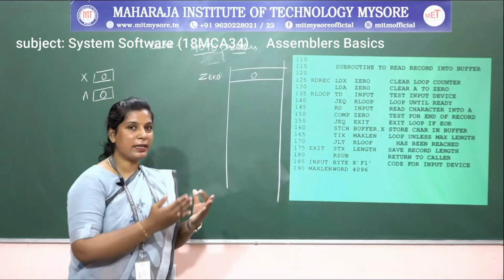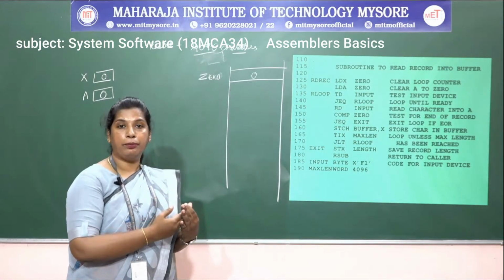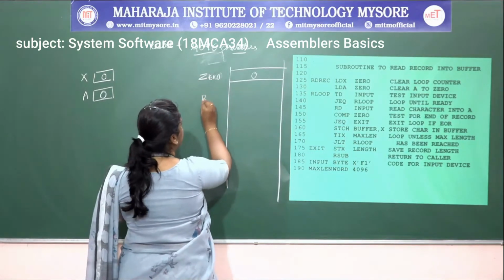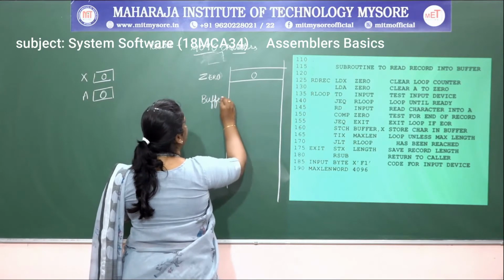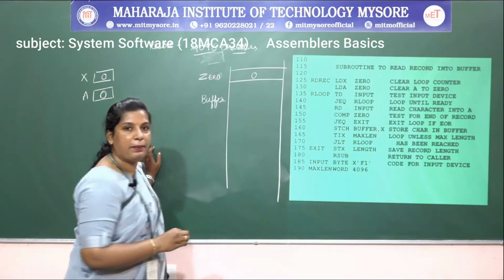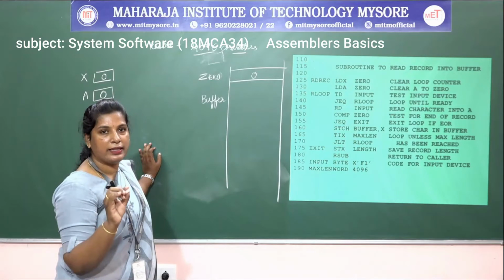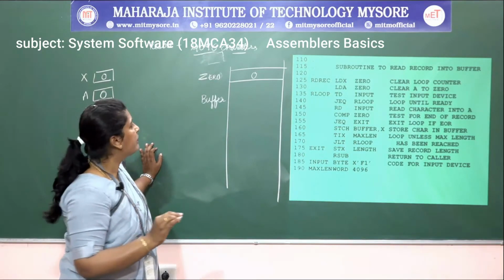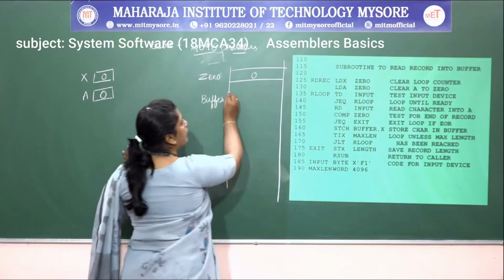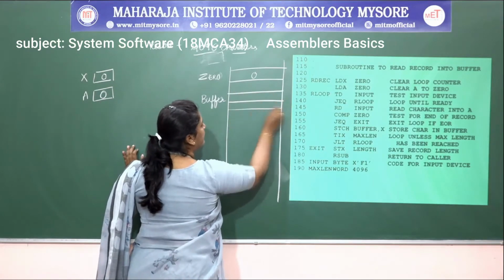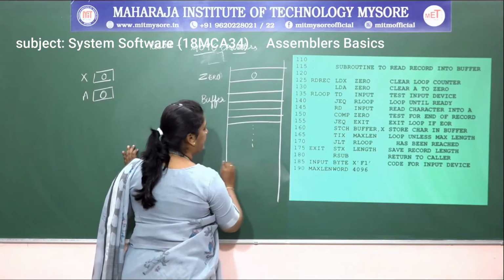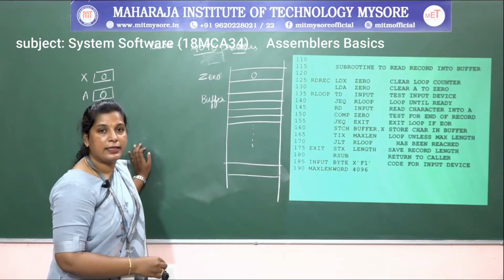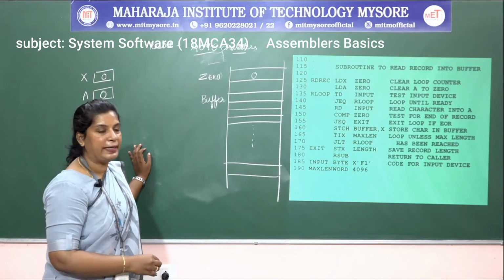If it is an alphabet, I am going to read the content from the input device and store it into the buffer. The buffer is nothing but a memory variable which is capable of holding 4096 characters. Each character is of 1 byte of length. So I am taking that buffer like this. It is capable of holding 4096 characters, and each character's length is 1 byte.